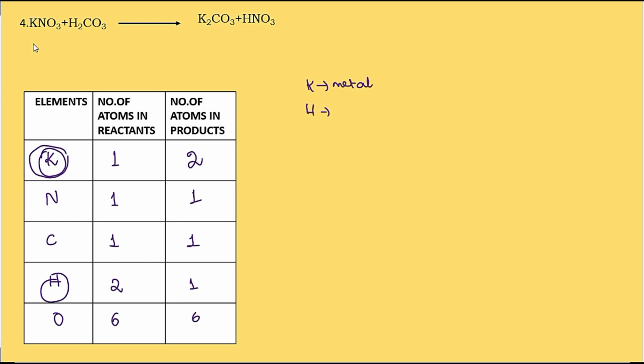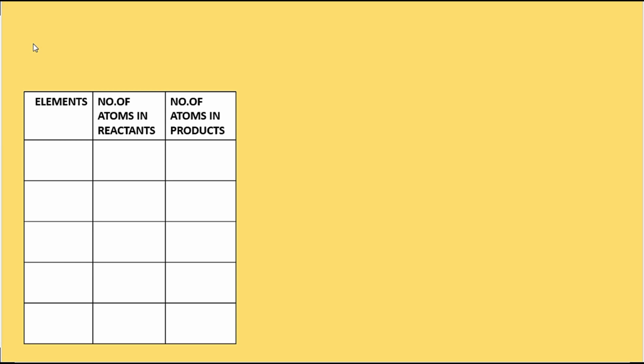So let's write down the equation once again. The equation is KNO3 plus H2CO3 gives K2CO3 plus HNO3. So here we will simply multiply KNO3, or potassium nitrate, with 2.